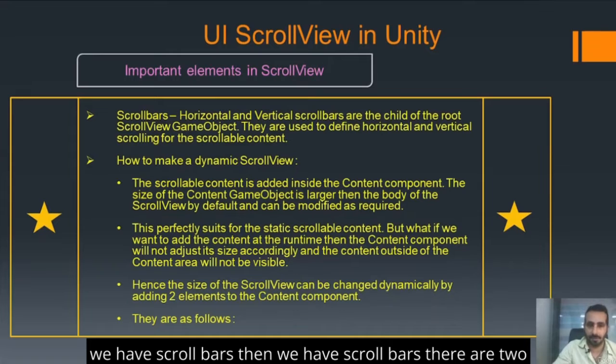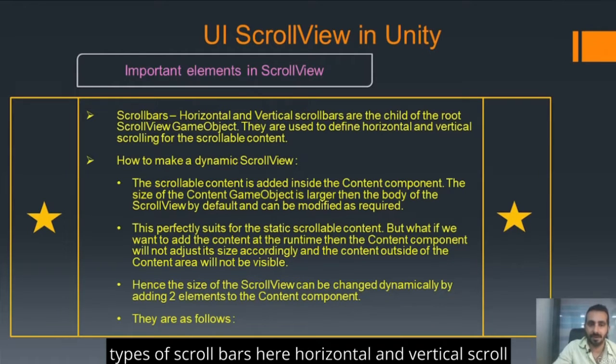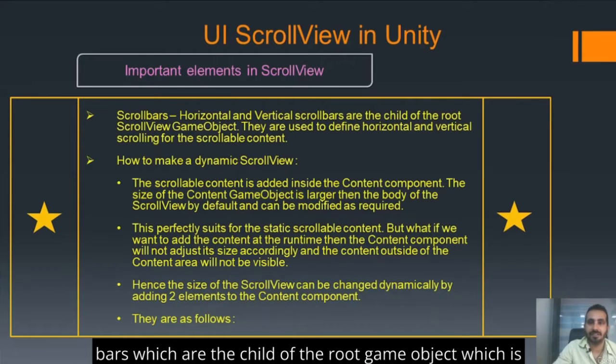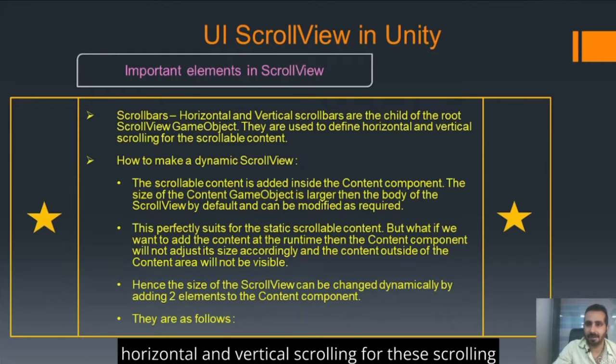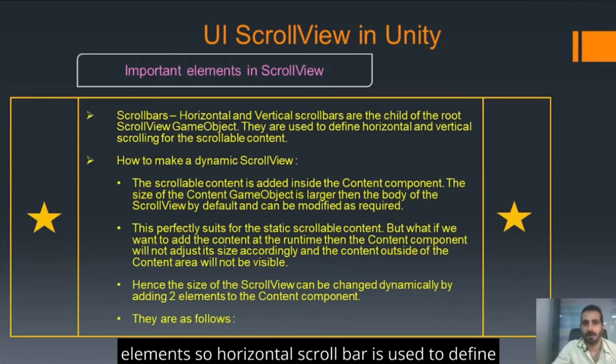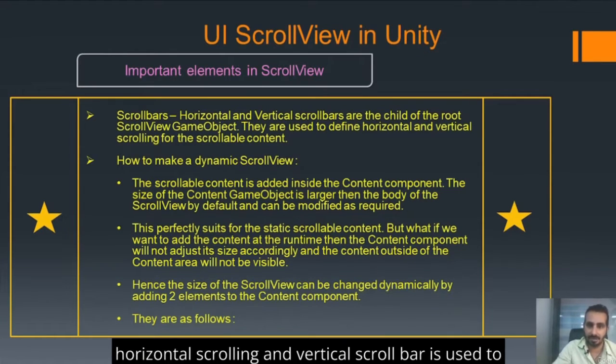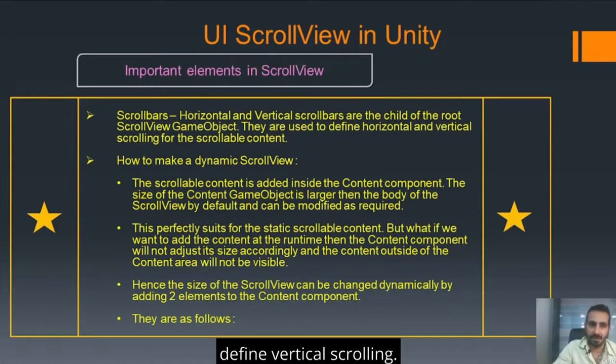Then we have scroll bars. There are two types of scroll bars here, horizontal and vertical scroll bars, which are the child of the root game object, which is your scroll view game object. Again, they are used to define horizontal and vertical scrolling for these scrollable elements. So horizontal scroll bar is used to define horizontal scrolling and vertical scroll bar is used to define vertical scrolling.